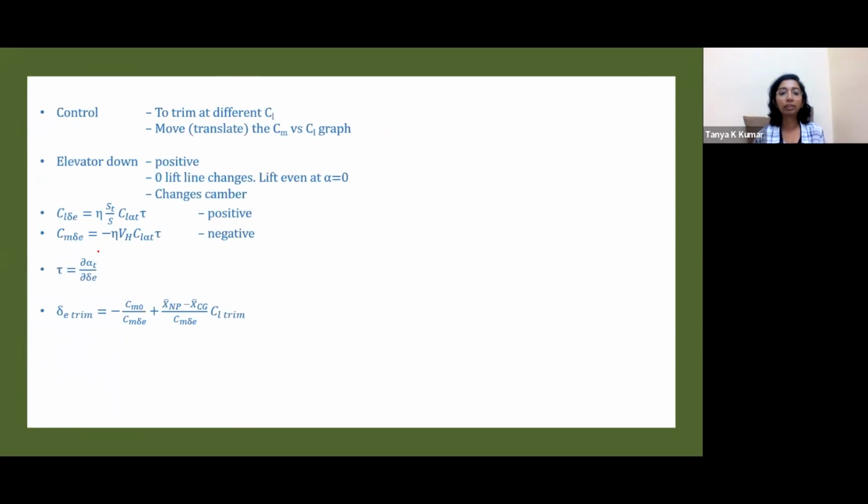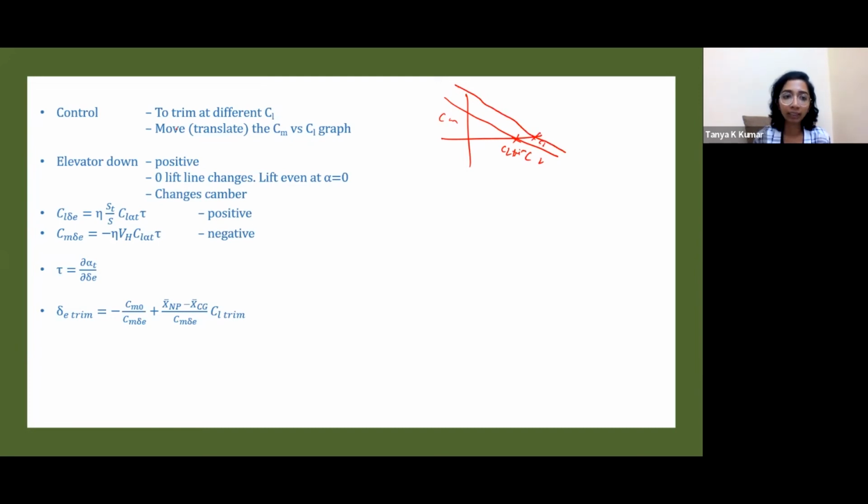Okay. Then we saw controls. What does control do? The control surface in the longitudinal case is the elevator. What does it do? You have your Cm versus Cl. Now at trim, this is your Cl trim. If you want to fly your aircraft at a different velocity and still have trim conditions, you need to change your Cl trim. How do you change your Cl trim? You translate this graph. So this is your new Cl trim.